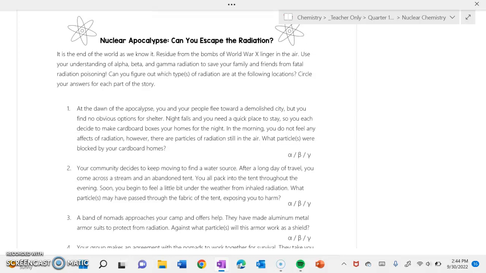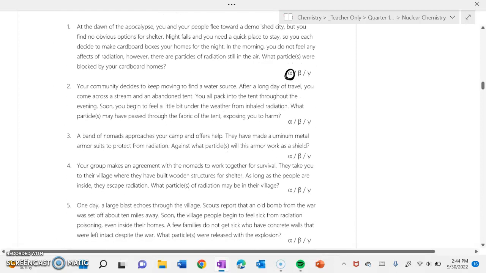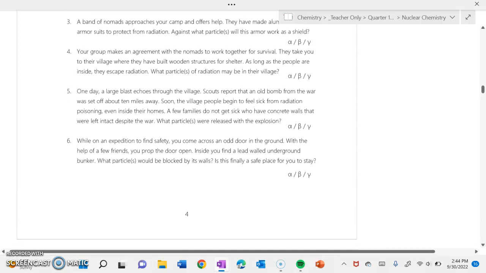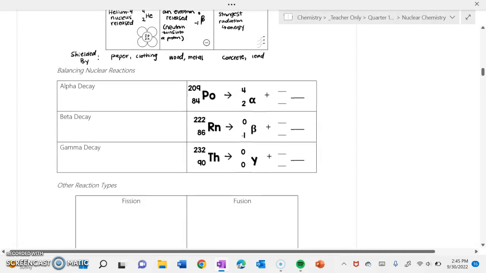Which particle is not able to penetrate and pass through cardboard? Alpha. Think about paper, skin, clothing. Cardboard would be an example of something that thickness. Alpha. Beta and gamma would both be able to pass through that. So I want you to use this same line of reasoning to finish number 2 through 6 on your own. We're going to finish balancing the nuclear reactions and other types of reactions in part 2.